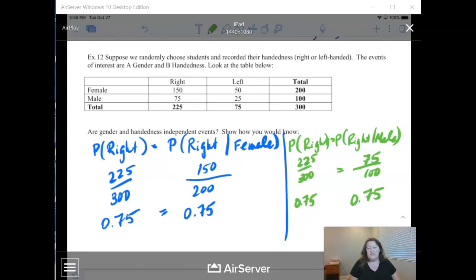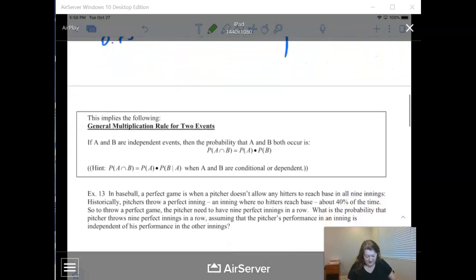Okay, so I don't really need to do every single one of them. I just really need to pick one from the column, one from the row, and then check them against each other. Awesome. On to the next one.